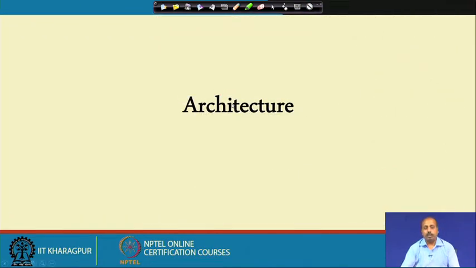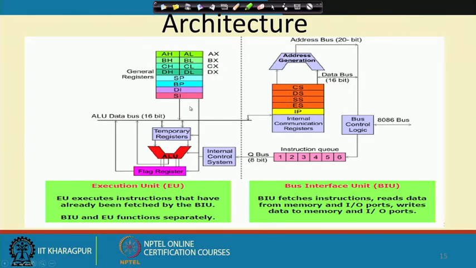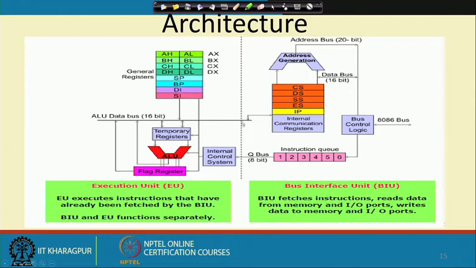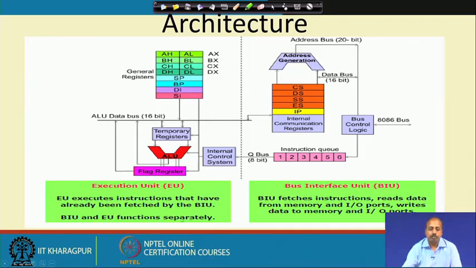Next, we will be looking into the internal architecture of 8086 and how it differs from 8085. Internally, this 8086 can be divided into two distinct modules. One is known as the execution unit, another is known as the bus interface unit. The execution unit is the portion where the actual execution of the instructions is carried out.